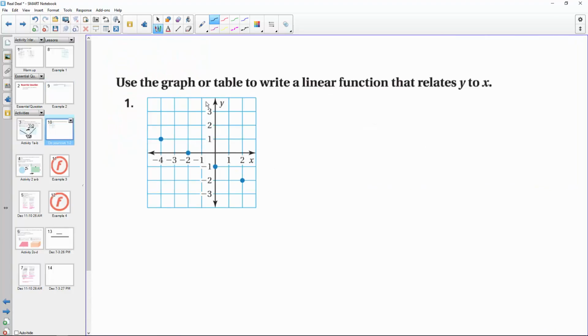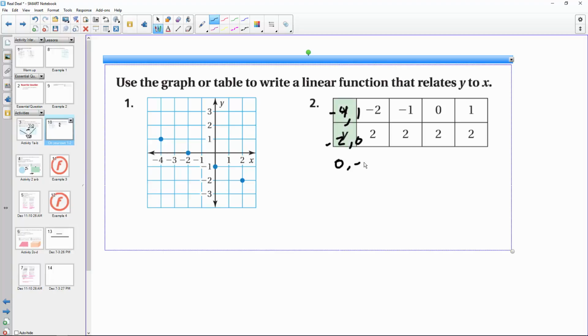This next one here, use this graph to write a linear function. Again, it's 0, negative 1 is my starting point. I can just write my ordered pairs here. So I have negative 4 and 1. I have negative 2 and 0. I have 0, negative 1, which of course is my starting point. Let me move this over.